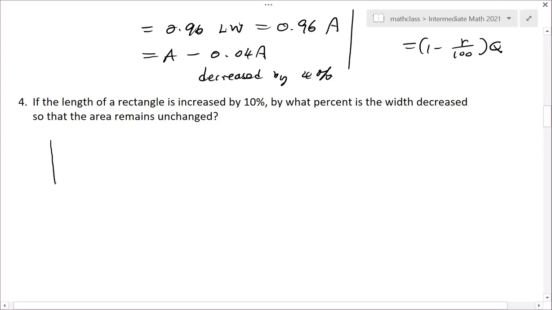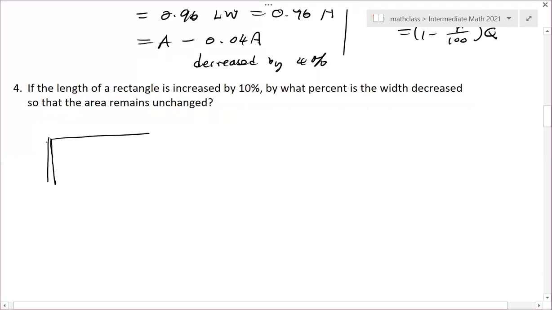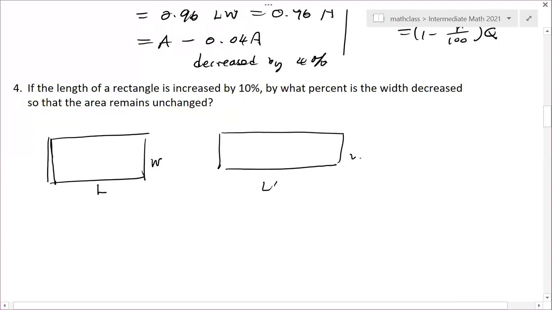You draw the picture first. Again, this is L with W, and then I have to decrease this to L prime and W prime. We don't know how much percentage should be decreased. By what percentage does the width decrease so that the area remains unchanged? So L prime is going to be L plus 0.1 L, which is 1.1 L. That's the relationship between those two.